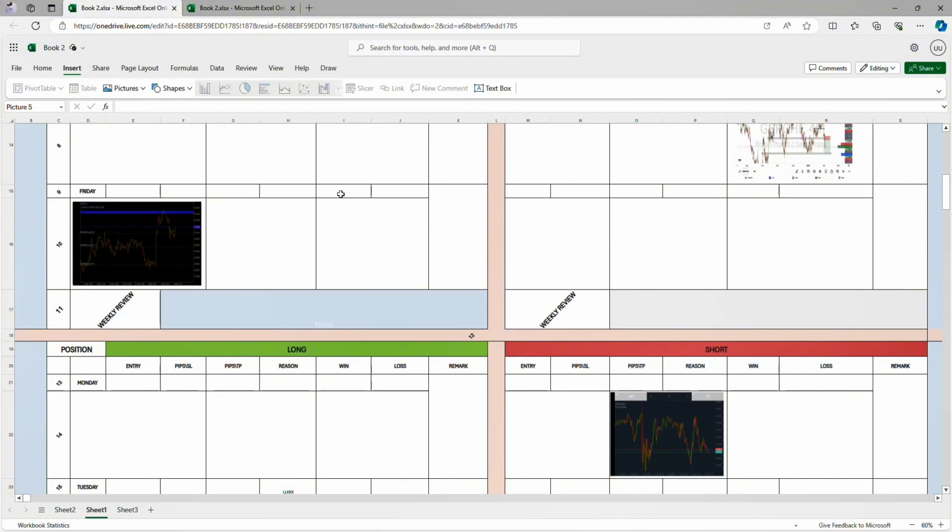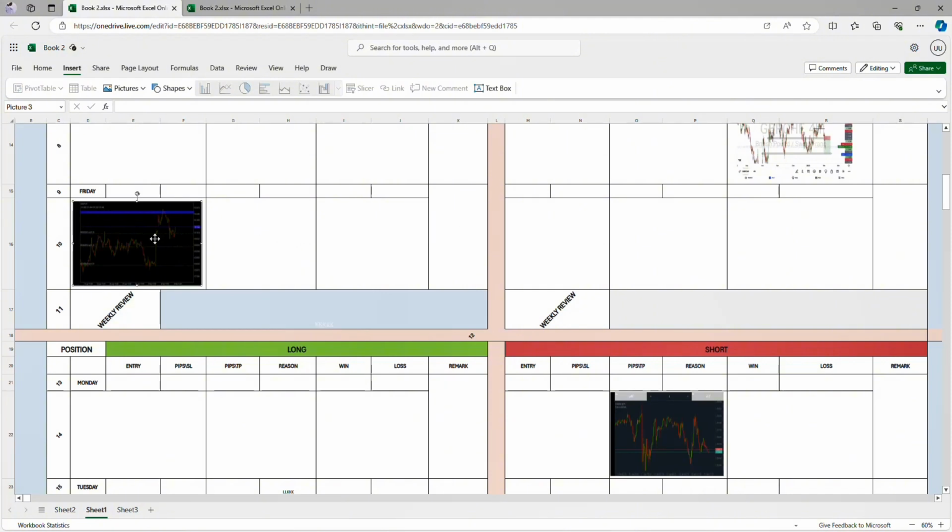You are going to write if you won, if you took a loss, you are going to fill in here, okay? And you are going to write your daily remarks here. Why did you take the trade? Did it play out? Did you make profit? Did you make a loss? Everything you are going to write, okay?